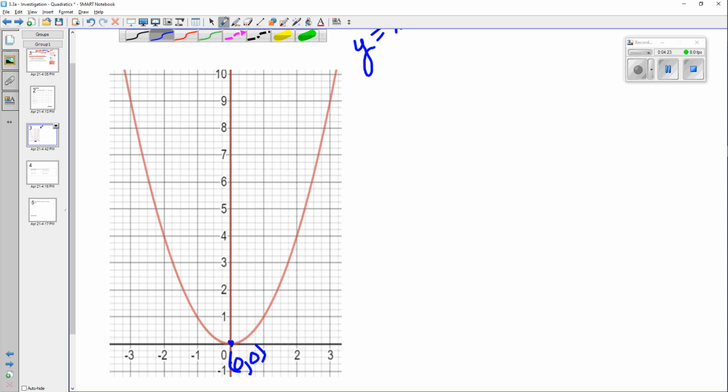Now, the second most important line in our parabola is the axis of symmetry. Because if I find a point on the right side of this parabola, I can mirror it to the other side of the parabola. Now, let's look at some key points to the right of the vertex. I always use the right side of the vertex. If I look at this base parabola, this point here is 1, 1. This point here is 2, 4. And this point here is 3, 9.